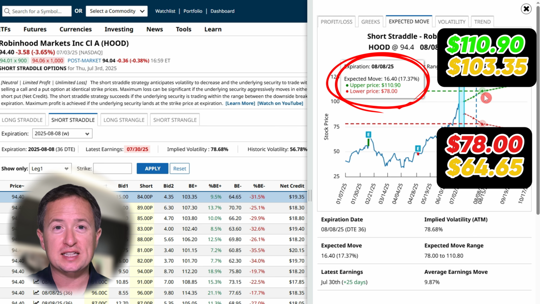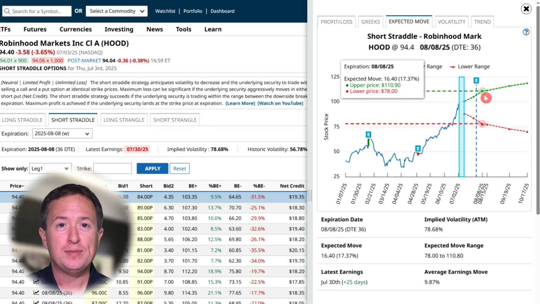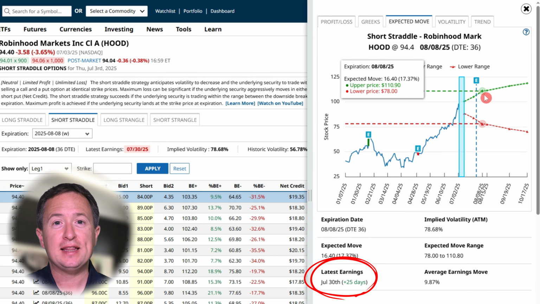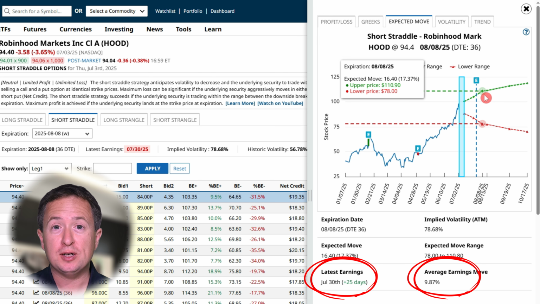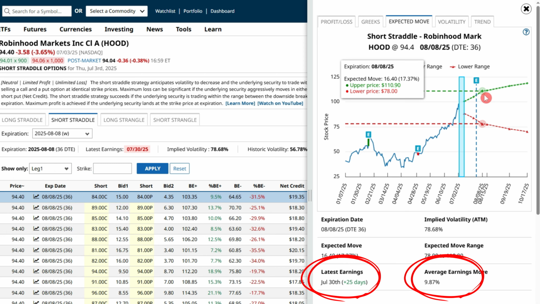This reinforces the slight downside skew of this straddle. By the way, the expected move tab also shows the latest earnings and the actual earnings move from the past 4 quarters, so you can compare real past volatility against the current projection. Together, these details give you a full view of the stock's price movement to gauge your trade.